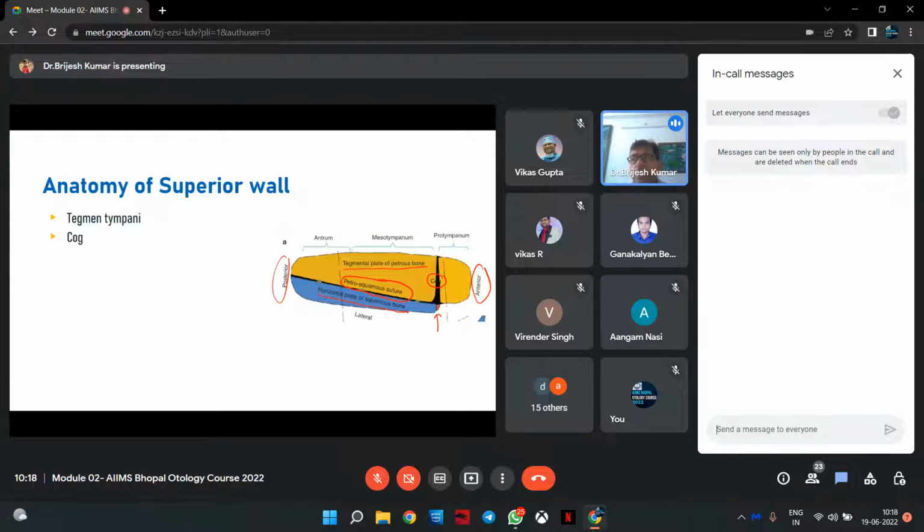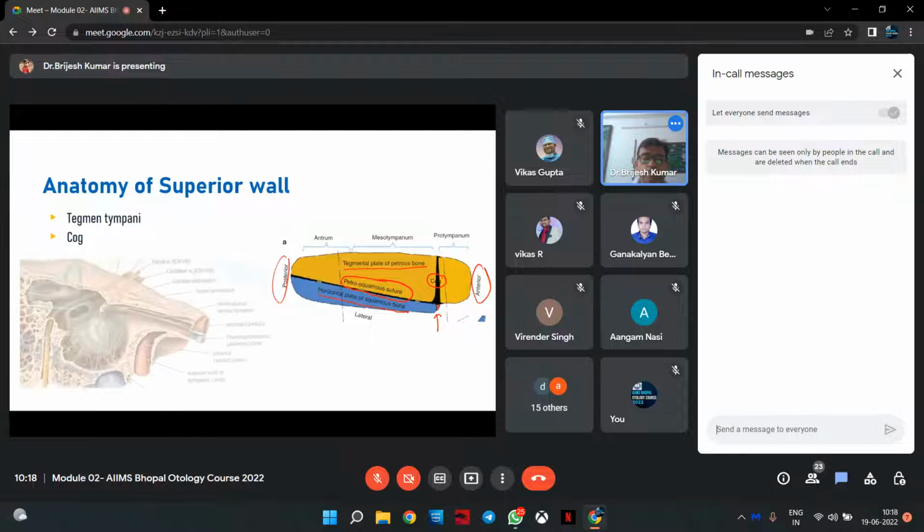It lies anterior to the head of the malleus. Apart from this, in this figure, you can see there are openings for the greater and the lesser petrosal nerve in the superior wall of the middle ear cavity.